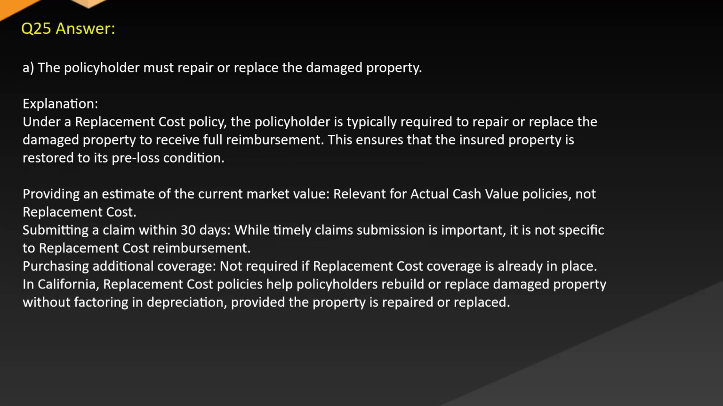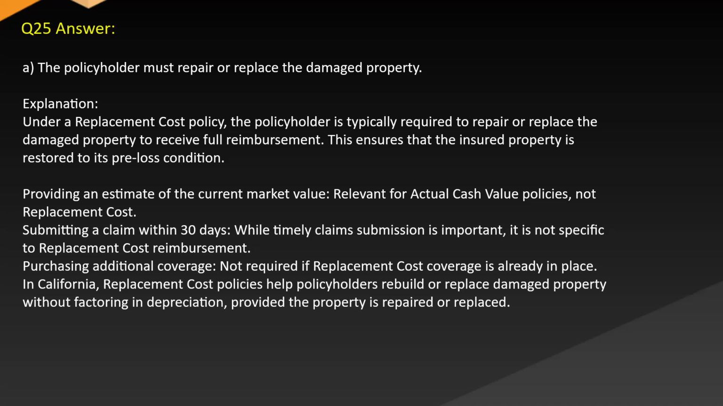Answer A. The policyholder must repair or replace the damaged property. Explanation. Under a replacement cost policy, the policyholder is typically required to repair or replace the damaged property to receive full reimbursement. This ensures that the insured property is restored to its pre-loss condition.